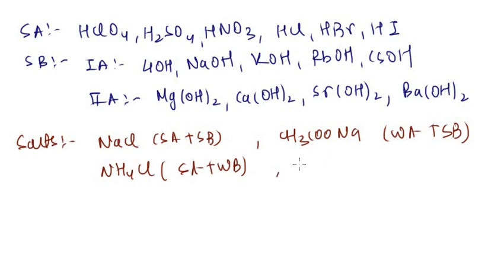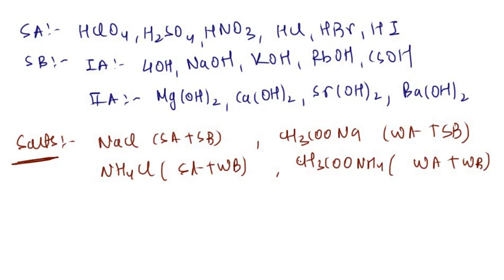That is ammonium chloride, NH4Cl. And if we talk about ammonium acetate, CH3COONH4, it is formed of weak acid plus weak base. So remember, all types of salts are categorized as strong electrolytes. All have alpha equal to 1. Right? All have alpha equal to 1.